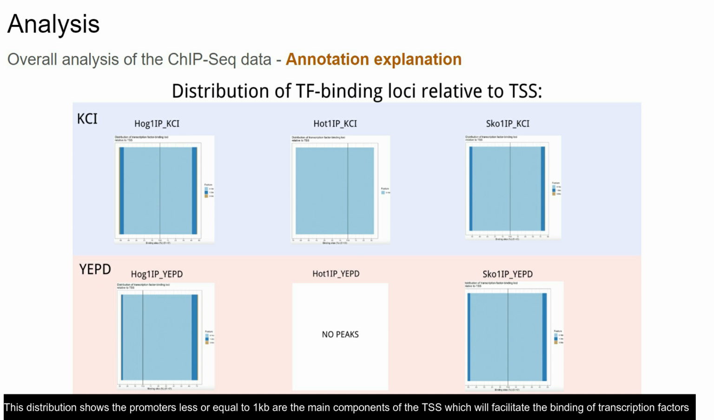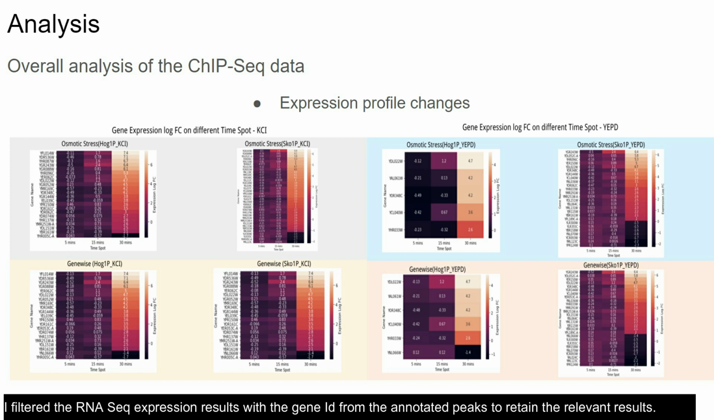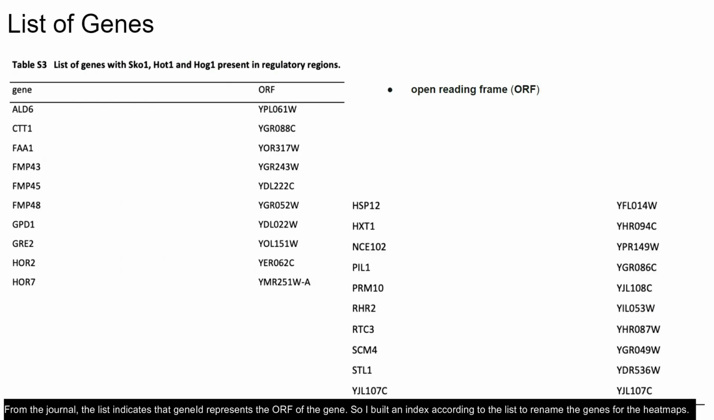This distribution shows promoters less than or equal to 1 kb are the main components of TSS, which will facilitate the binding of transcription factors. I filtered the RNA-seq expression result with the gene IDs from the annotated peaks to retain the relevant results. This shows how genes from the peaks are expressed over different time points. I have drawn heat maps according to each annotated peaks result. HOT1p does not have any relevant gene ID in the RNA-seq data, so no heat map can be drawn. From the journal, the list indicates that the gene ID represents the ORF of the gene, so I built an index according to the list to rename the genes for the heat maps.